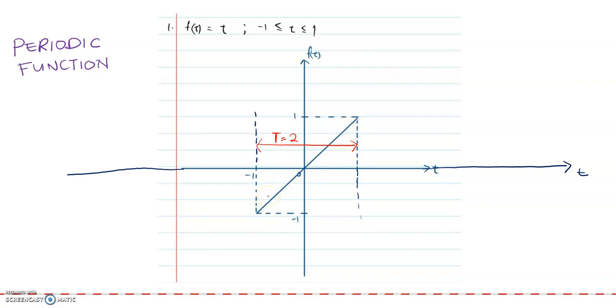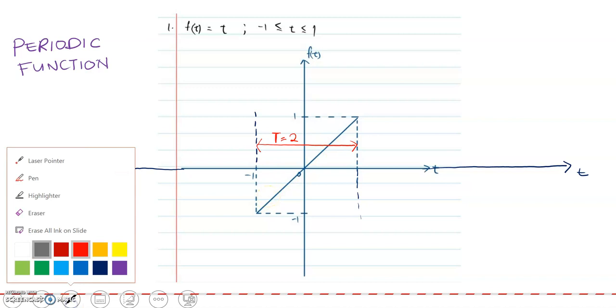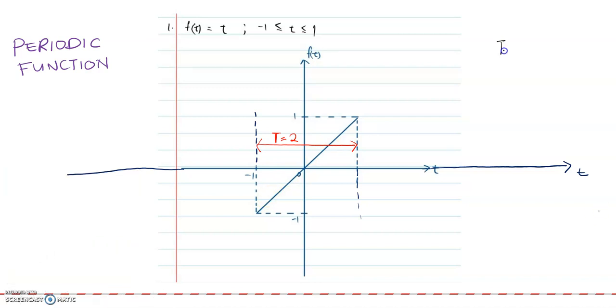I'm going to write down the definition of T. T is the fundamental period, for one complete cycle.